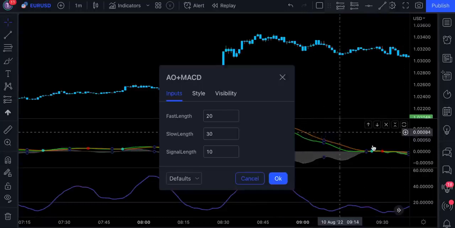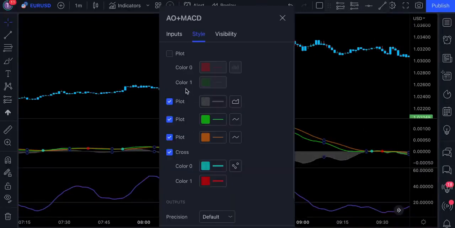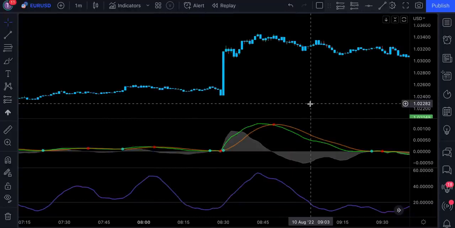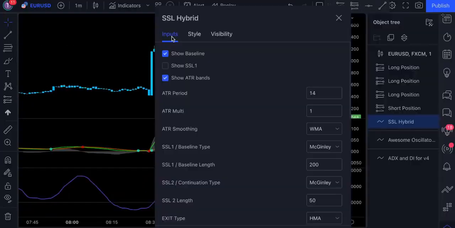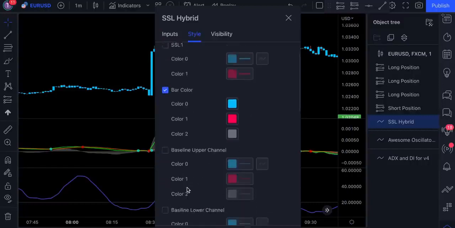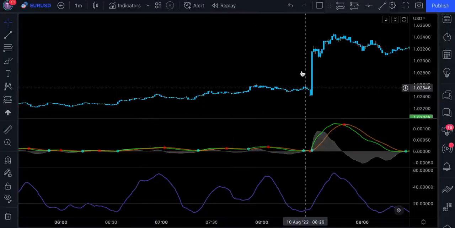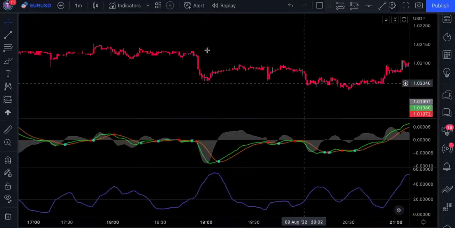Okay, now let's move on to this awesome oscillator plus MACD. Notice that I got rid of these two levels. I did tweak the settings and change the inputs. Also in the star section, I enabled the second plot. And finally, for the third indicator, I added the SSL hybrid. So what I basically did, I changed the baseline length from 60 to 200. I also changed the baseline type to McGinley. In the star section, I got rid of everything except for these bar colors. We see when the trend is bullish, the bars are blue color, and when the trend is bearish, the bars are red.